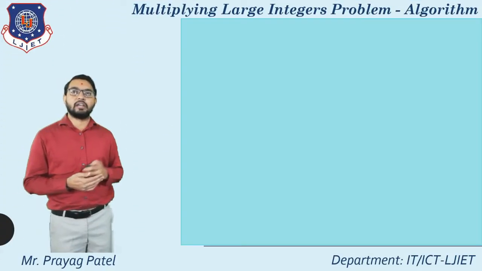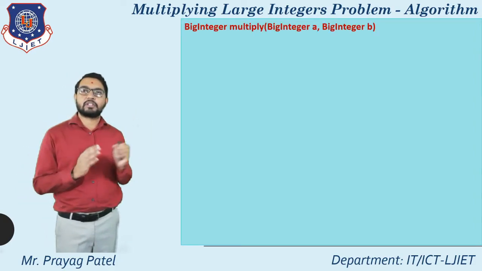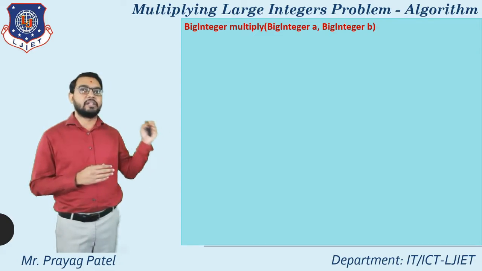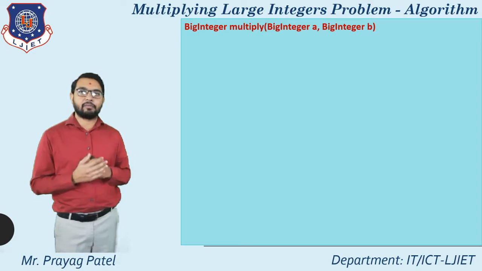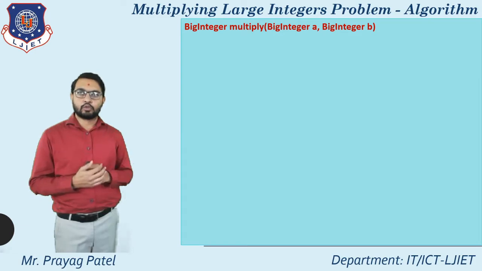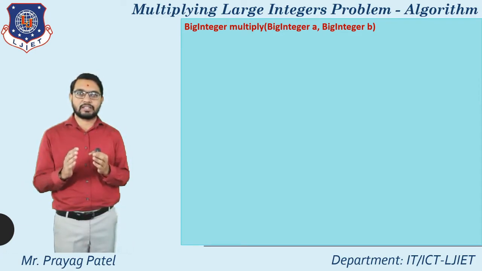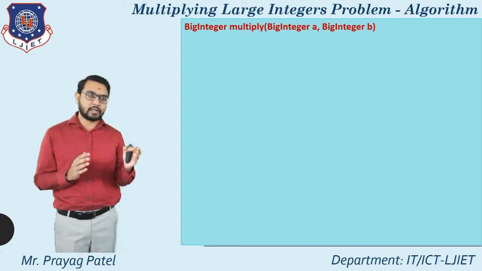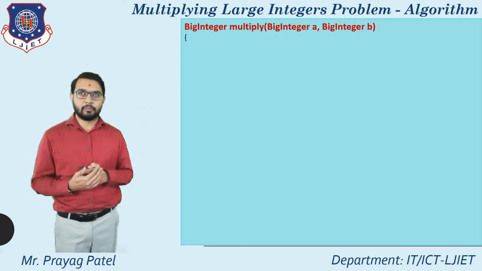Now first consider the algorithm of the multiplying large integer problem. First step is big integer multiply, big integer A, big integer B. So here the name of the algorithm is multiply. Two arguments are there: first one is big integer A and second one is big integer B. So here A and B are two numbers, the first number A and the second number B, as the given numbers.